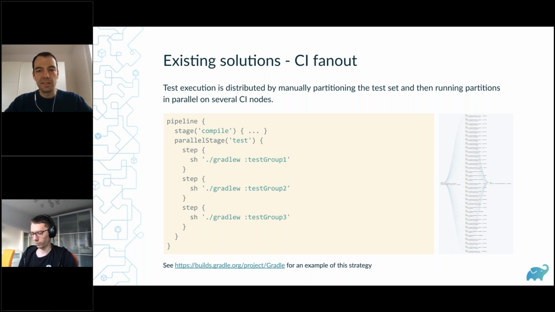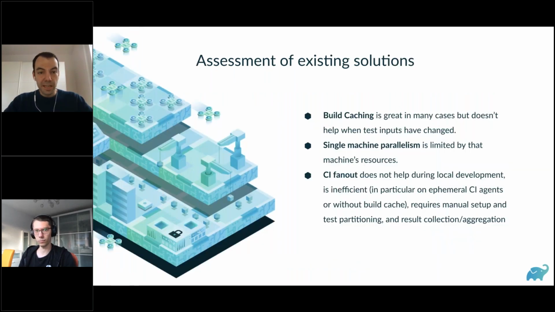So let's assess these existing solutions. Build caching is great in many cases, but as I said previously, it doesn't help you when the test inputs have changed. So especially for test tasks that can dominate the build time, build caching is not always the solution. It might still help for the compile tasks and other tasks that are really intense in time, but it doesn't help for tests if you have to rerun them. You have to run them, you have to pay the price.